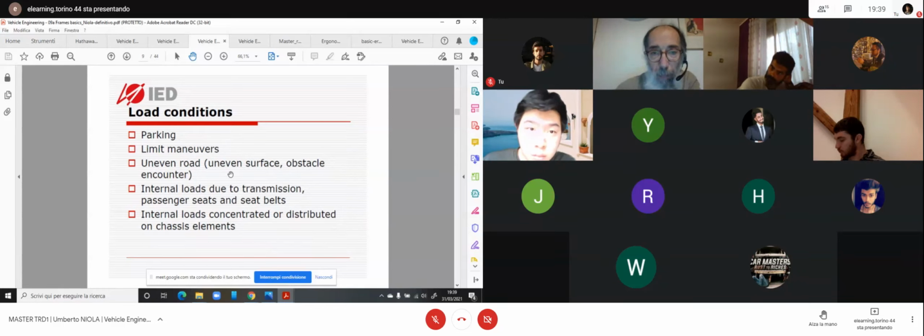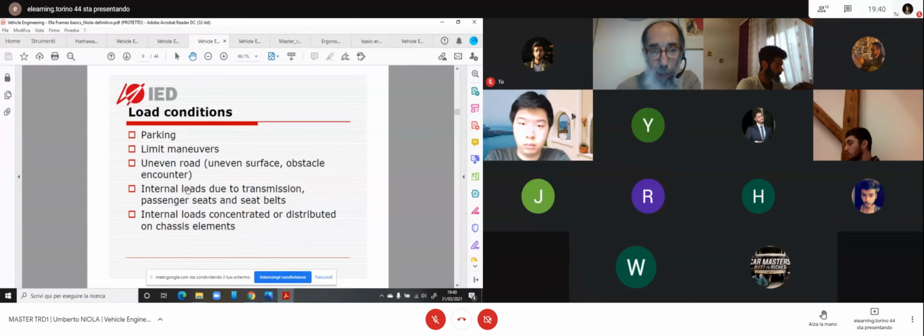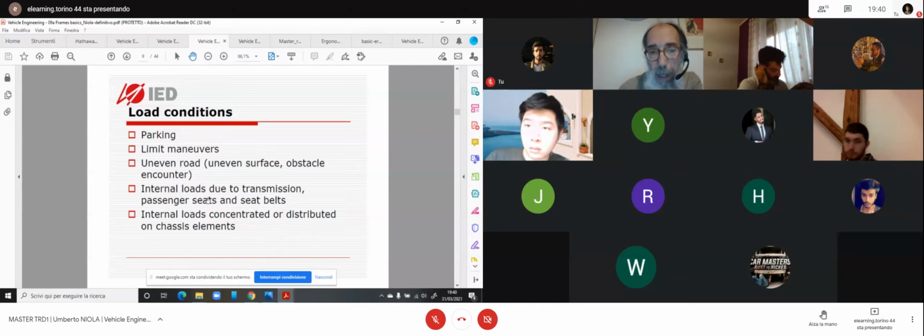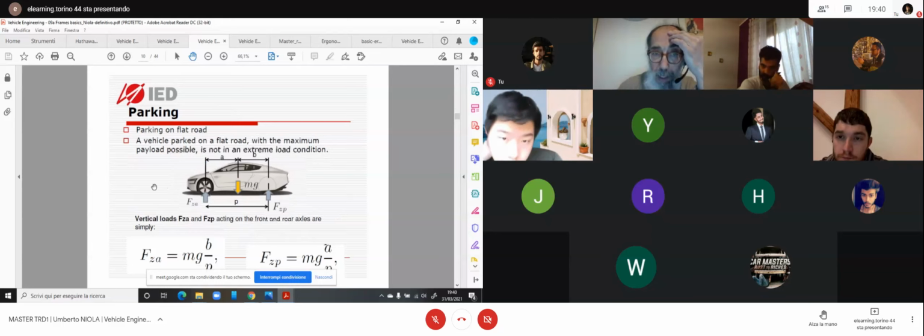Okay, for the load condition, we can introduce a further distinction in terms of the variable load, only in the internal loads due to the transmission. So if you have fast acceleration, if you have a powerful engine, you have very high adherence between the wheels and the road. They also change the stress to the frame. The position of the passengers and the mounting points for the seat belts also make the difference, and the other weights which can be concentrated or distributed on the chassis element. Okay, they are the load conditions to be considered.